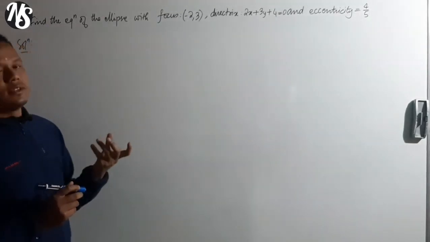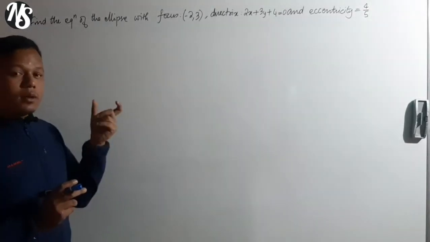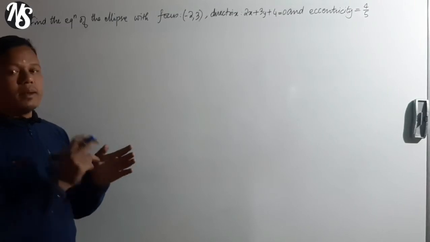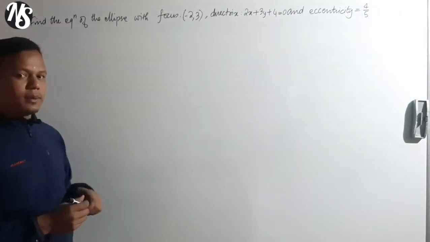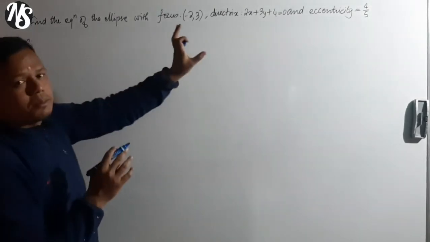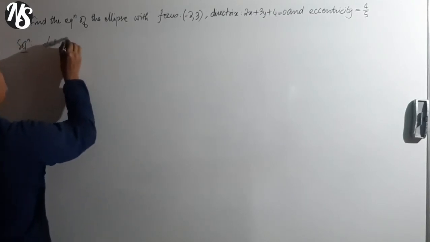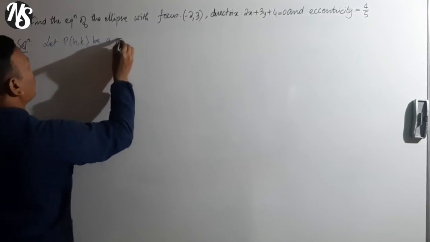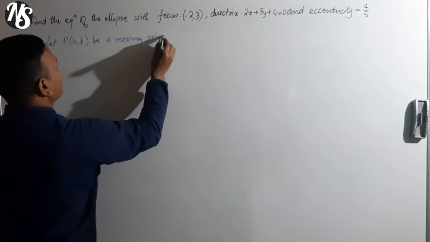Now again, this kind of problem we have already seen in parabola, so it's going to be very simple for us. The prerequisite for this particular kind of problem is you should know the formula for (a + b + c) whole square. Okay, so with that, let's begin. We always begin with: let P(h, k) be a moving point.